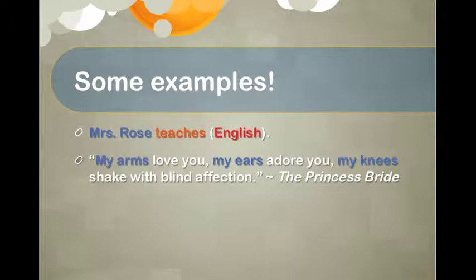Our 3 subjects are my arms, my ears, and my knees. So now we know where the subjects are. We know what the things are that are doing things in your sentence, that are kind of acting in your sentence. So let's try to think of what the verb is. What is it that these subjects are doing? And let's take a second to look for those.